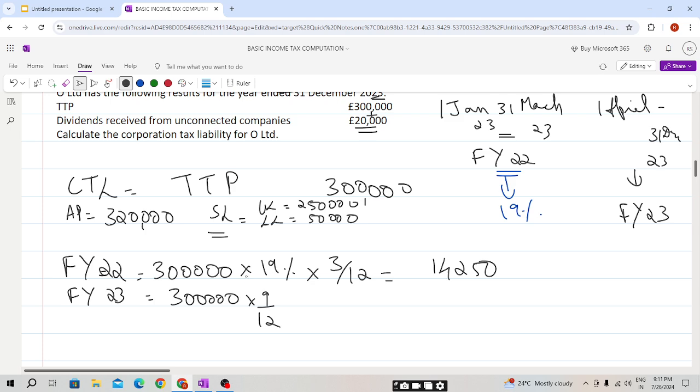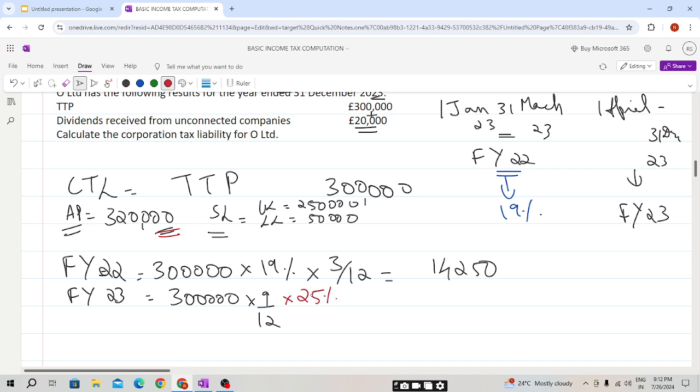So students, our augmented profit is 320, and the limit is about 250. We need to compare the augmented profit with the statutory limit. The augmented profit exceeds the upper limit, so it will be taxed at the main rate.